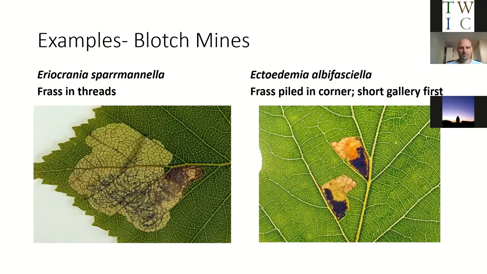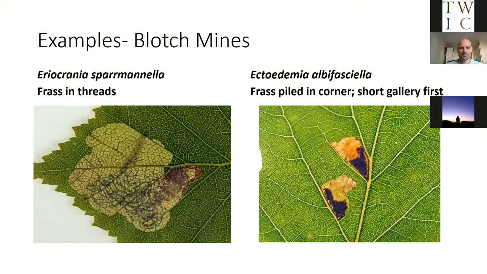It's also worth flagging up here that with blotch mines, the mine will often begin with a short gallery to start with. So with Ectodemia alba fasciella, if you look carefully, you can see on the lower of the two mines there, if you follow it up from the top left of the blotch, along the vein, you'll actually see where the mine starts.